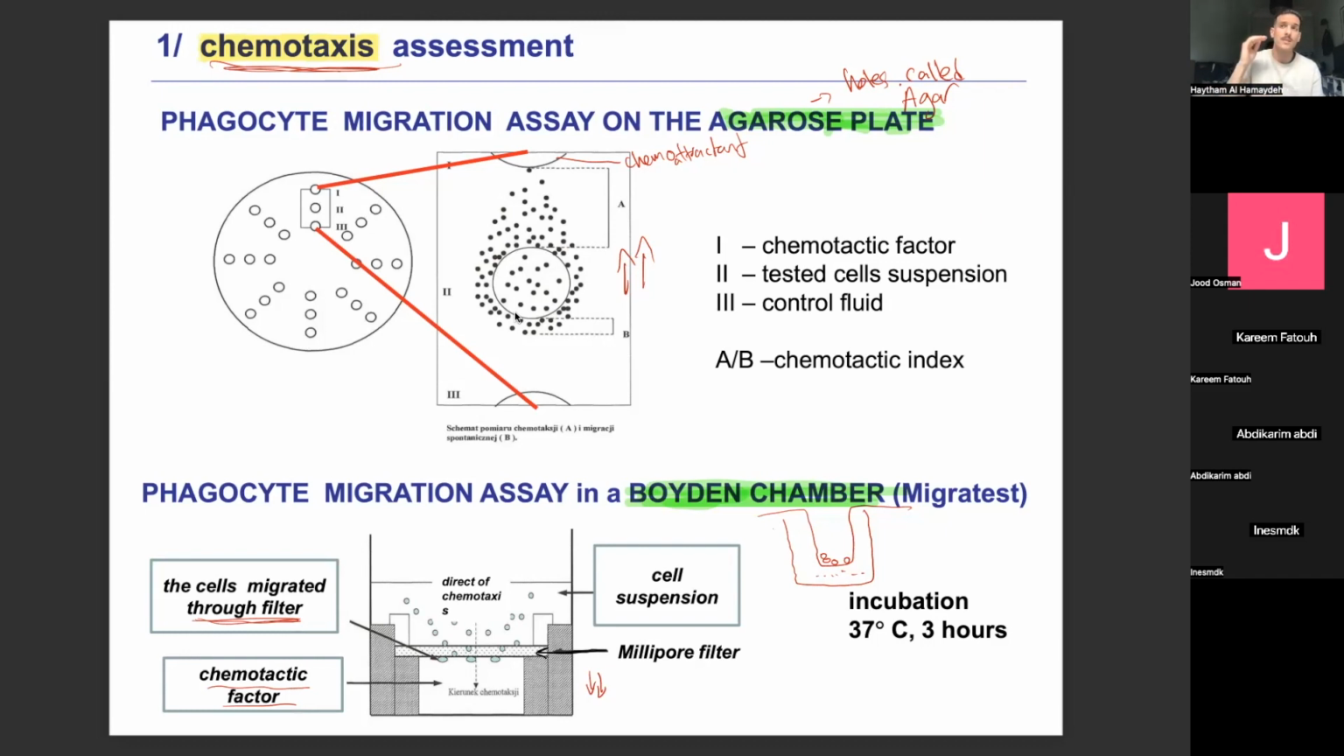This movement is basically horizontal, so cells are moving horizontally towards the chemotactic factor. Now we measure the chemotactic index. It's basically an index that tells us the amount of chemotaxis that those cells can do, their ability to migrate. There's an acceptable range in which they are able to do the chemotactic function in a good way or a bad way. It's just distance A over distance B, and that gives you the chemotactic index. The second way is using a Boyden chamber.